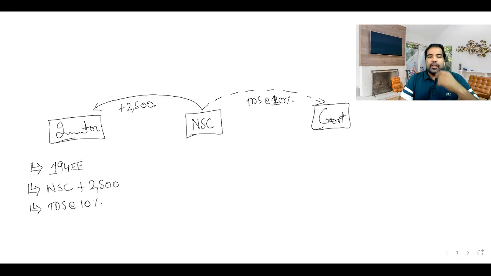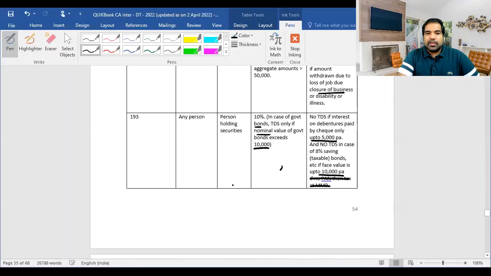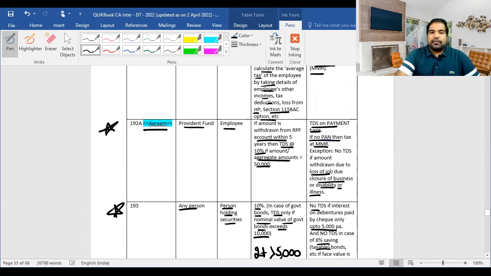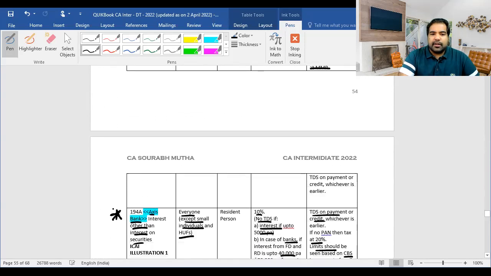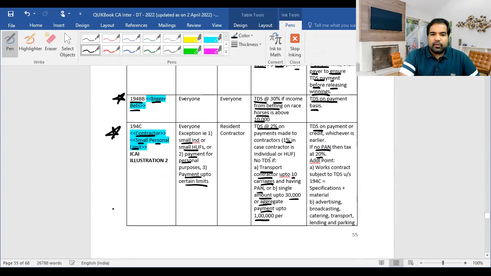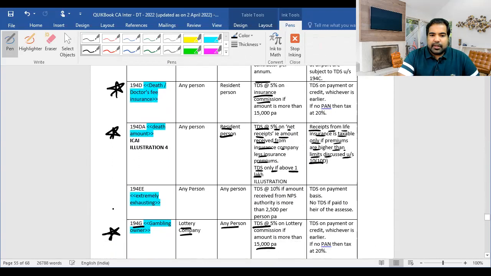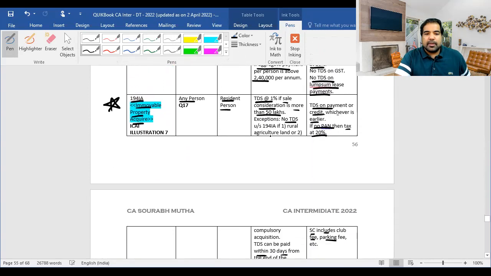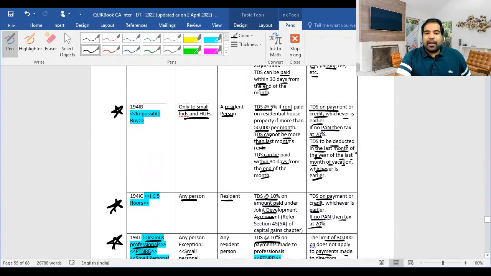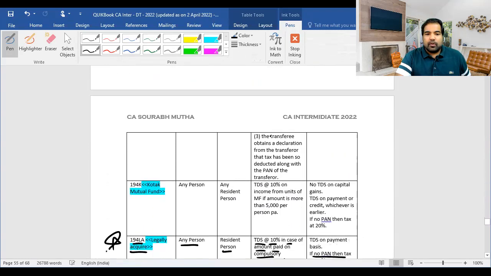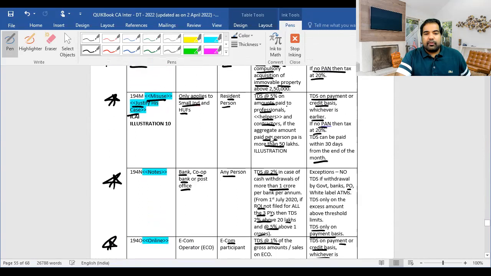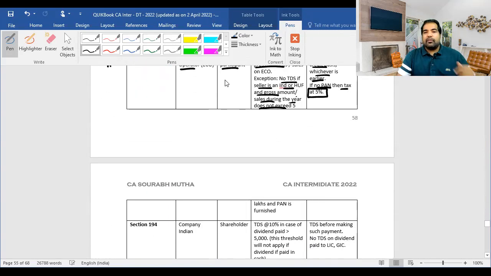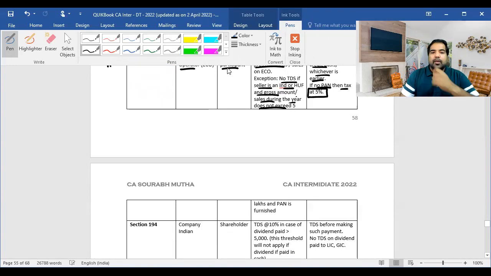That is 194EE. 193 is done. So from the top, these three are done. This is done, this is done, this is done. 194C is done. Not too much money is paid into National Savings Certificates, so that is how you remember it. Moving ahead. Kotak mutual fund is left, and 194 dividend is left. Let's do those and let's move ahead.